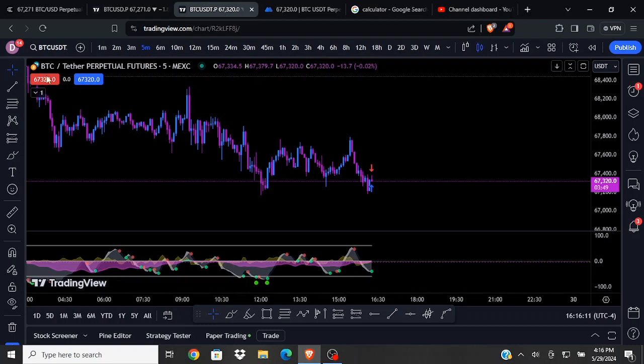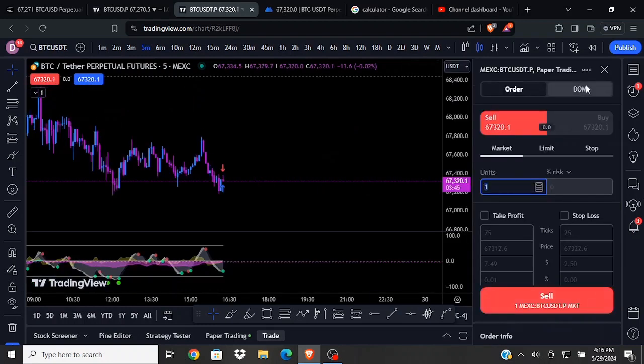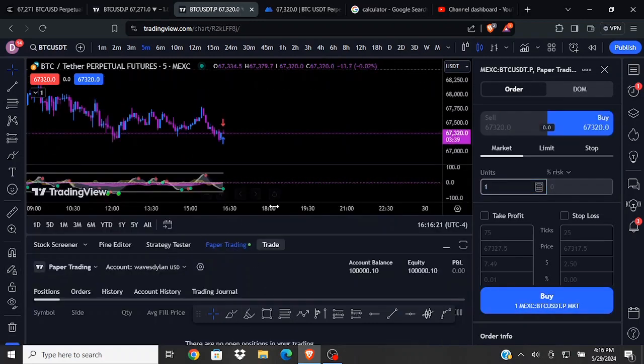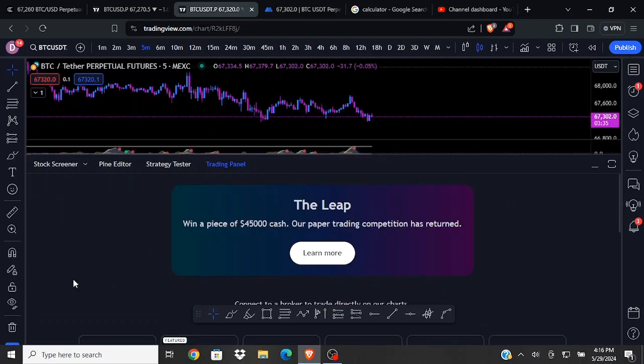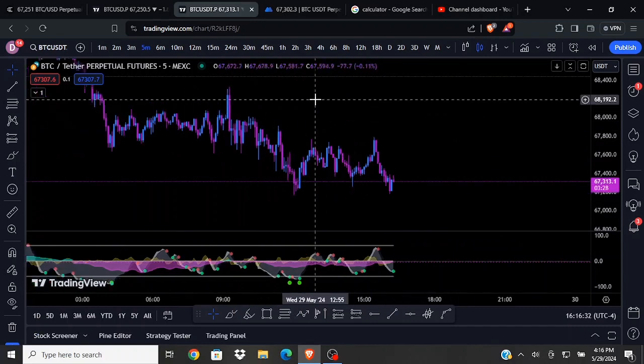So if I want to get rid of this, and if I want to get rid of these buttons up here, which also open up the order menu, then basically all you have to do is log out of your paper trading account. So you come down here to this drop-down menu, log out of paper trading. Now the trading panel option comes back up, and you're back to normal TradingView.